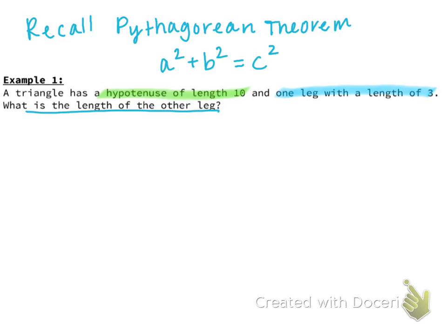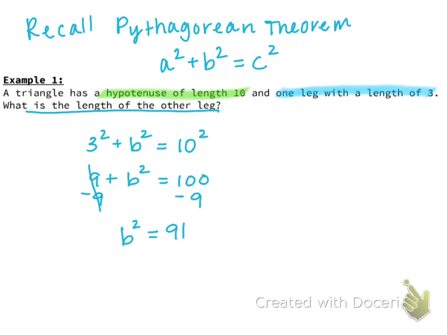So my first example says a triangle has a hypotenuse of length 10 and one leg with a length of 3. What is the length of the other leg? So I plug these numbers into my theorem, and I have 3 squared plus b squared equals 10 squared. I simplify, and I have 9 plus b squared equals 100. Subtract 9 from both sides. They cancel on the left, and I end up with b squared equals 91.